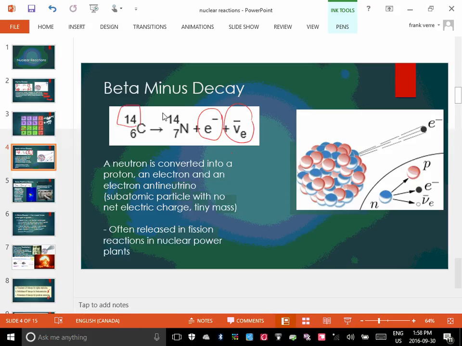And on the right side, what do you see? 14. Because we're going to consider these two as basically no mass. So we're actually going to lie a little bit just to make our life a little easier, okay?